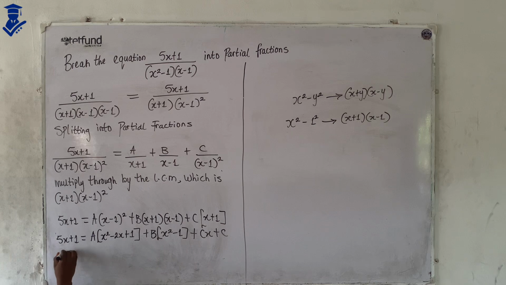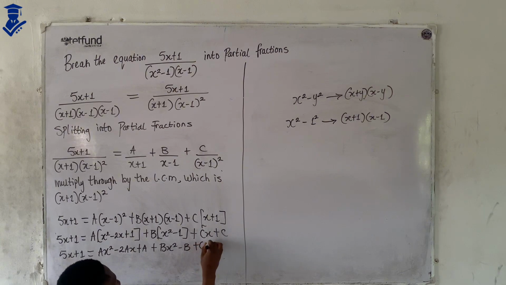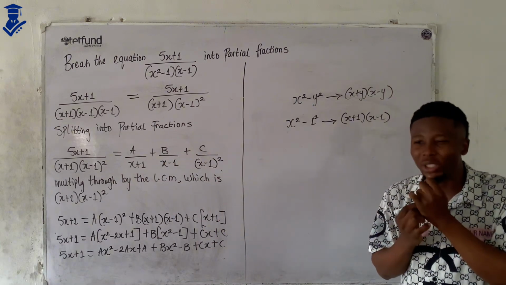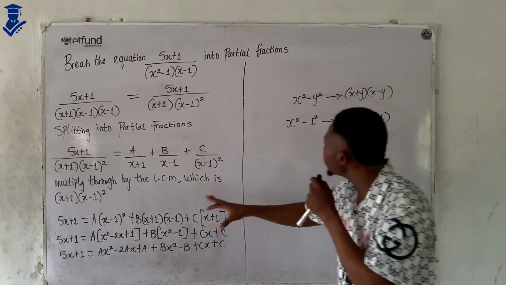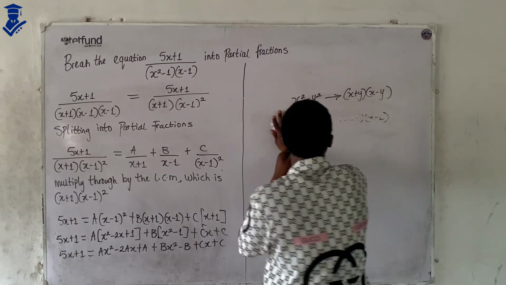We're going to have 5x plus 1 into, multiplying this, becomes ax squared minus 2ax plus a, plus, multiplying this, bx squared minus b, plus cx plus c. Now the method we are going to use to solve this partial fraction is comparing both sides. That's the method we're going to use.